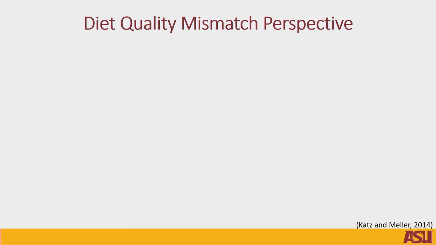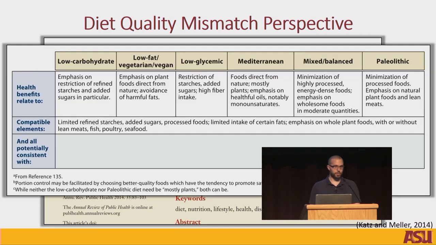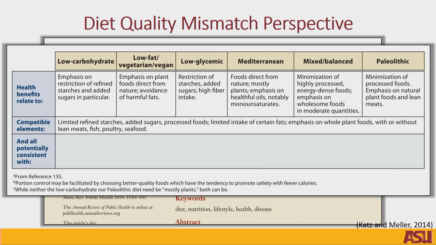So Katz and Meller wrote a review paper, Can We Say What Diet Is Best for Health? In this, they run through a number of different dietary recommendations that are used. We see low carb, low fat, low glycemic, Mediterranean, and even the paleo diet. And they look across all the diets to see what's compatible with all of them. And they say that in one way or another, the diets limit refined starches, added sugars, processed foods, limit intake of certain fats, and they all emphasize whole plant foods with or without meat, depending on your recommendation.